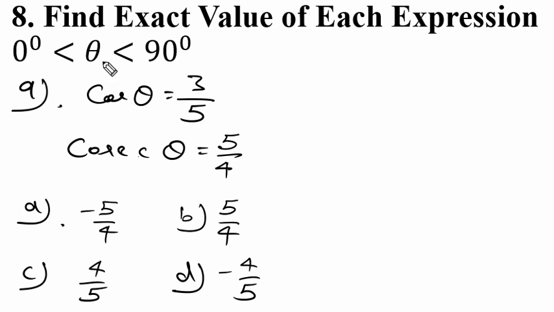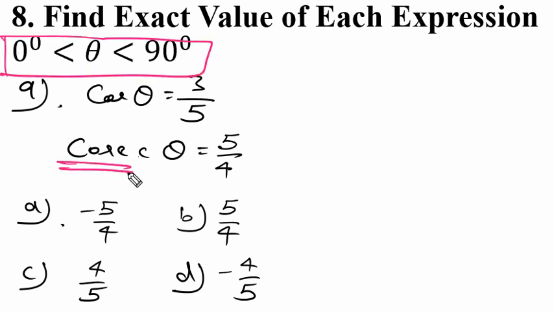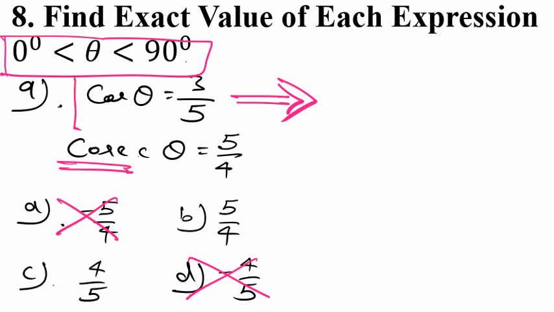Now the first thing you will do, you will check this interval. So 0 to 90 degrees, cosecant. In quadrant 1, cosecant is positive, so I will directly cancel the negative answers, and only the positive ones remain. So either this is your answer or this is your answer. Now what will I do from here? I took the options only to write them, so let me just remove the question.